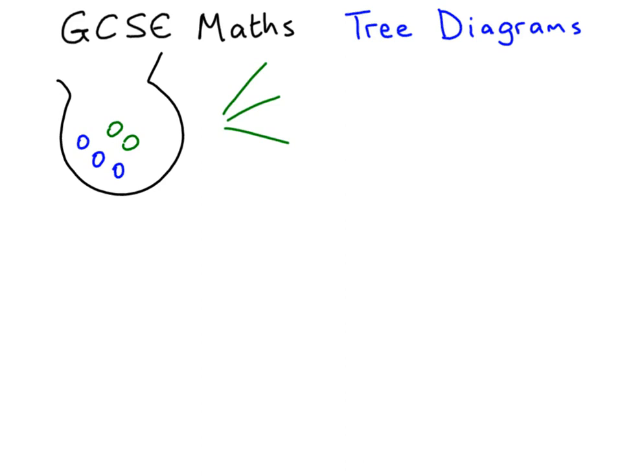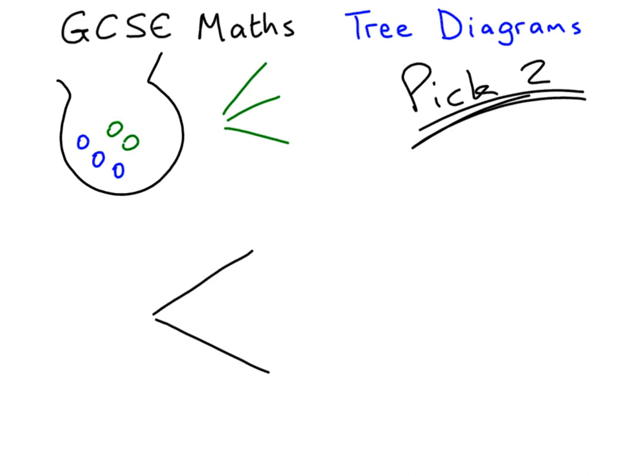Okay, so we want to say we're going to pick 2. Okay, this can be done on a tree diagram. It might be done at the same time, but you can think of one pick happening before the other one, even though they happen all at once, if that makes sense. Okay, so the first pick, you can either get blue or you can get green. The second one, same again, you can either get blue or you can get green, and that's the same for both.